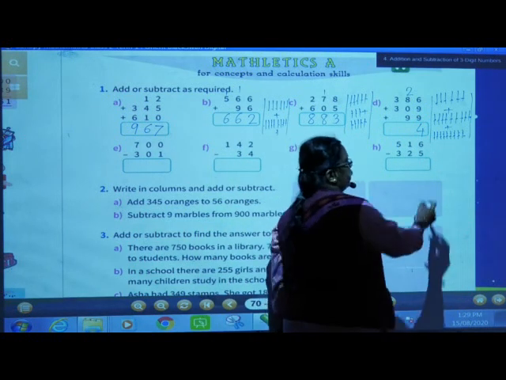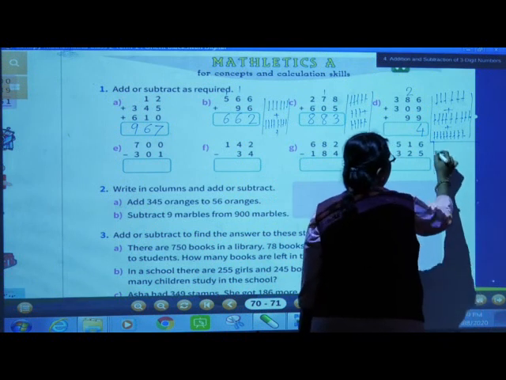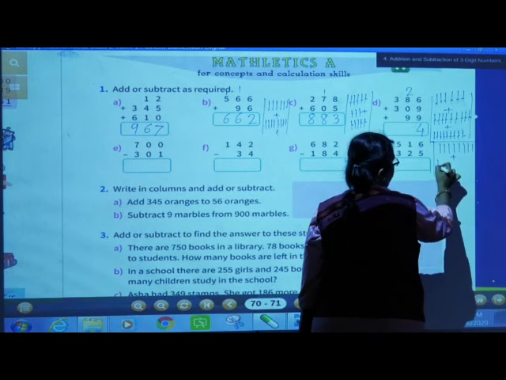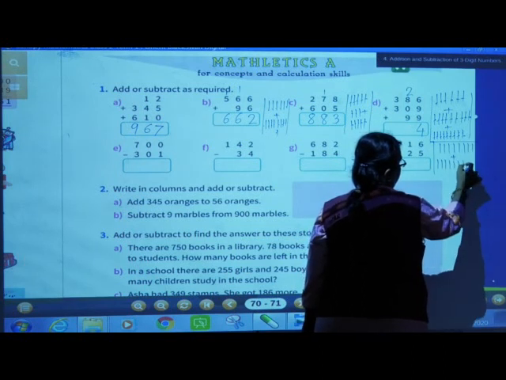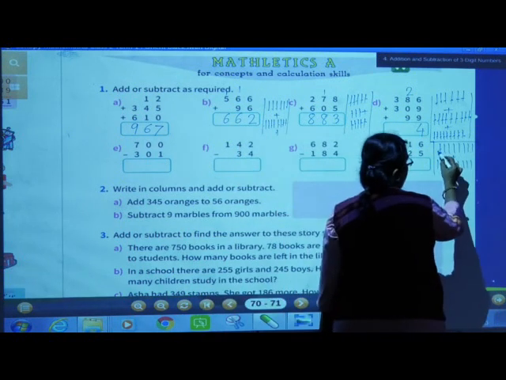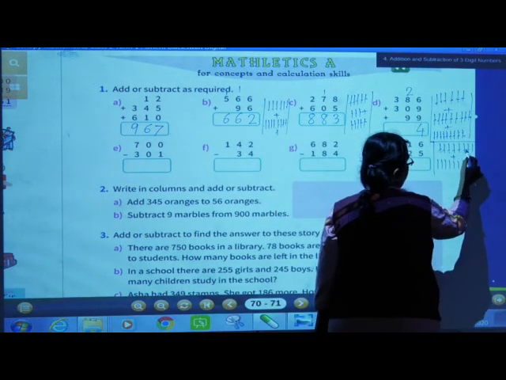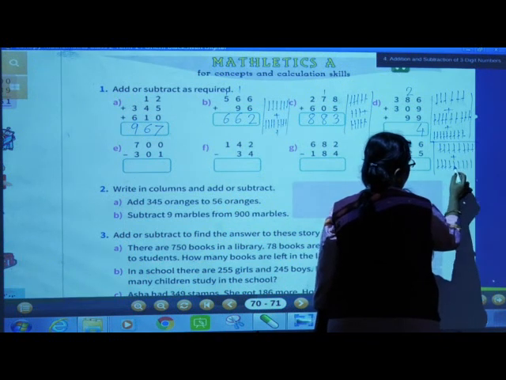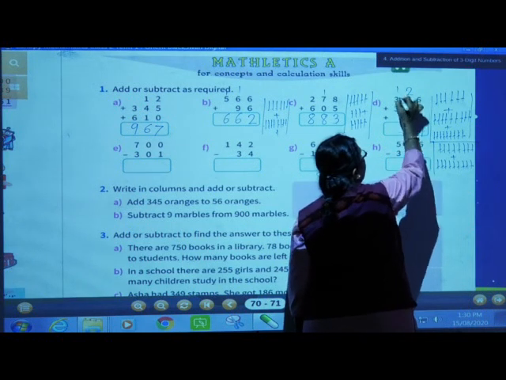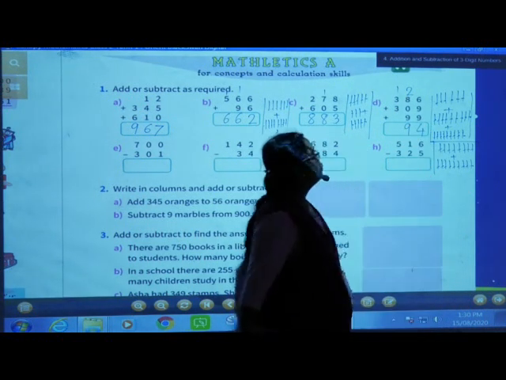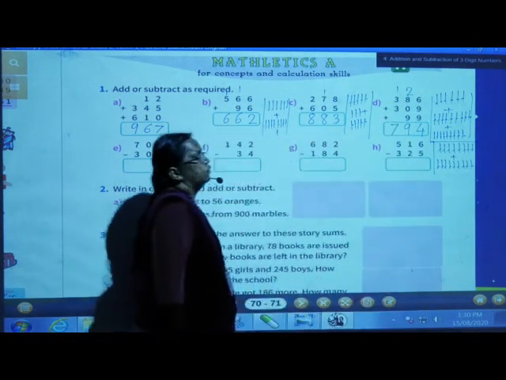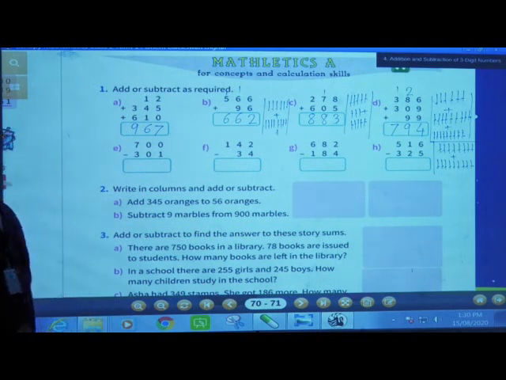Then how will you do 8 plus 9? Counting: 1, 2, 3, 4, 5, 6, 7, 8 plus 9. So 8 plus 9: 1, 2, 3 up to 16, 17. 17 and plus 2, 18, 19. So 3 plus 3 is 6 and 1, 7. In this way you will do the sums.